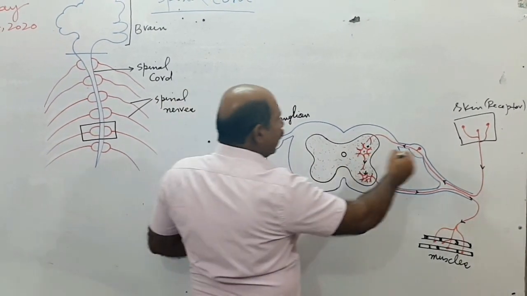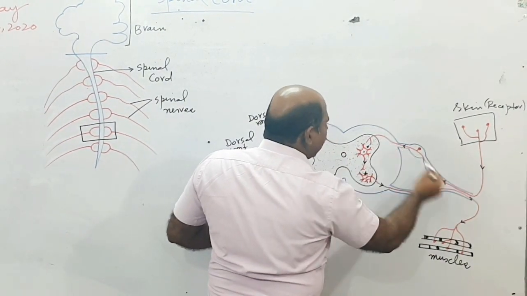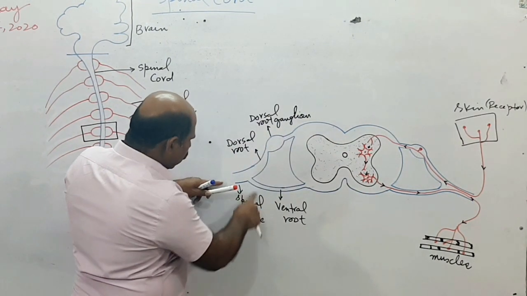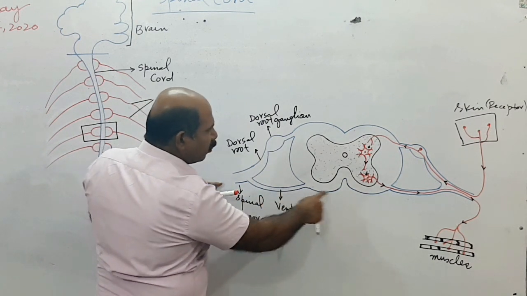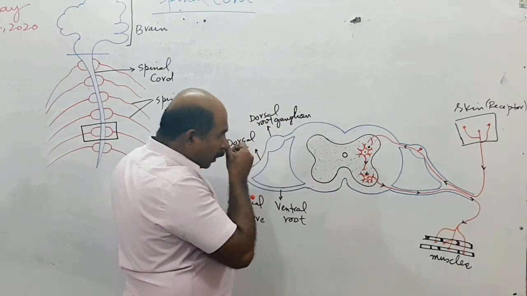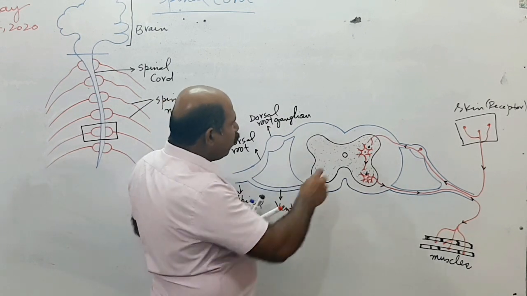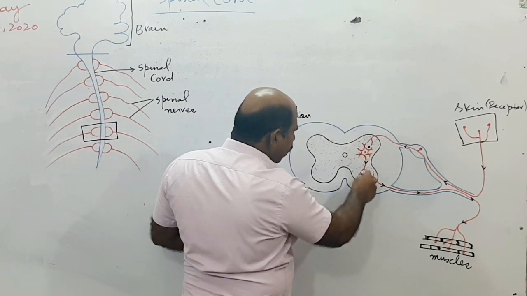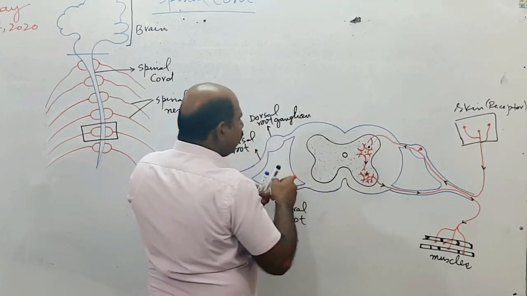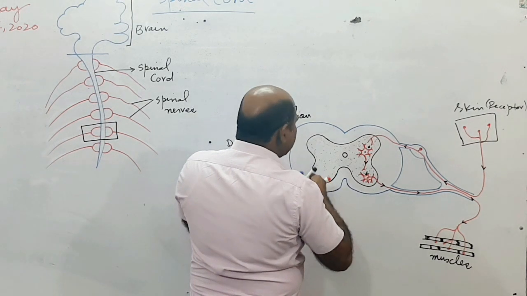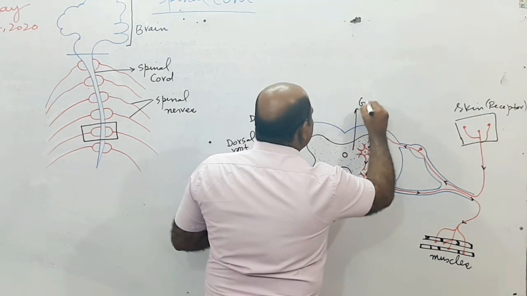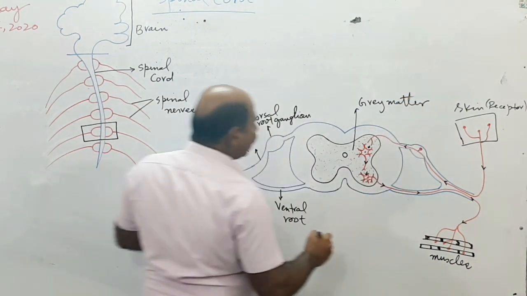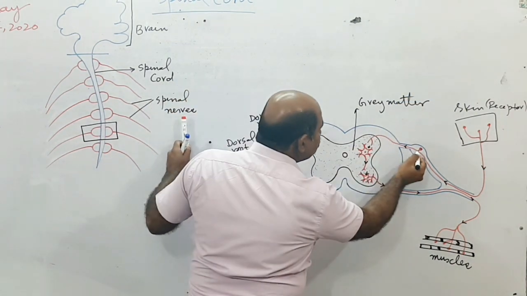So this is the sensory neuron, and this is coming through this one. This is called the spinal nerve. This is the ventral root. A very important thing, let's see. The cell bodies are present in this region, which is a part of the spinal cord. So this region where cell bodies are accumulated is known as gray matter.